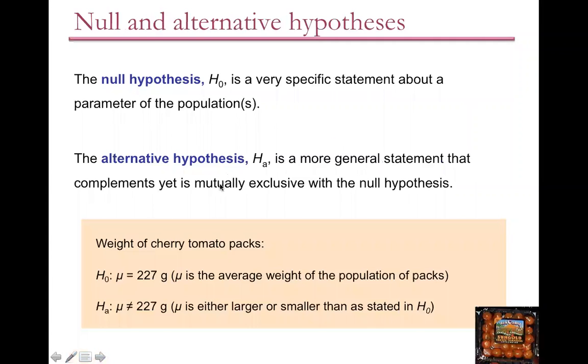So here's how we do that with hypothesis testing. We would let mu be the average weight of the whole batch of packs of tomatoes, all of them. And we're claiming that's 227 grams. That's what we think it is. But is it really 227? This is the alternative: mu is not 227. So that means maybe it's smaller, maybe it's larger. I don't know, but let's find out if we think it's not 227.